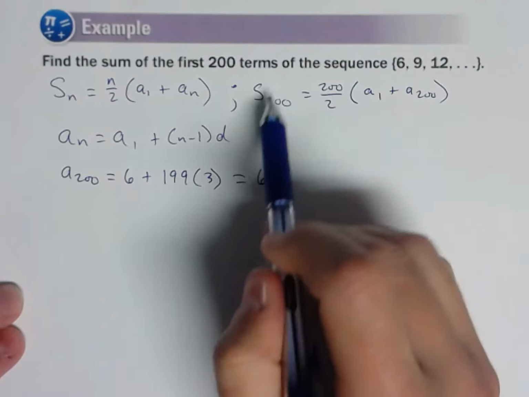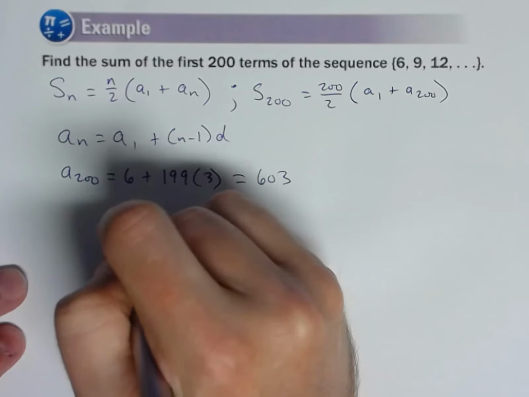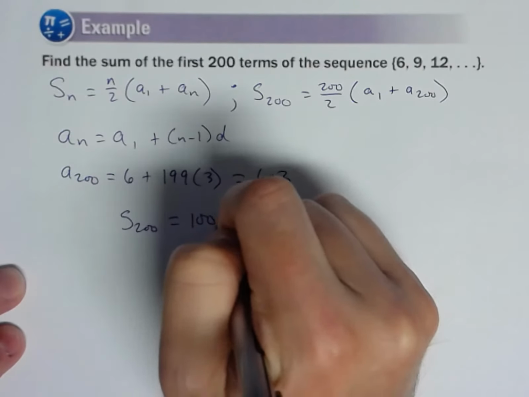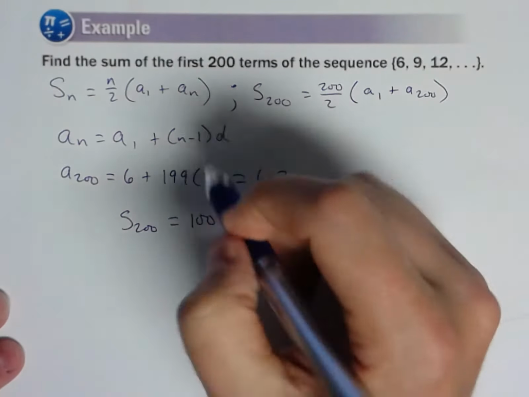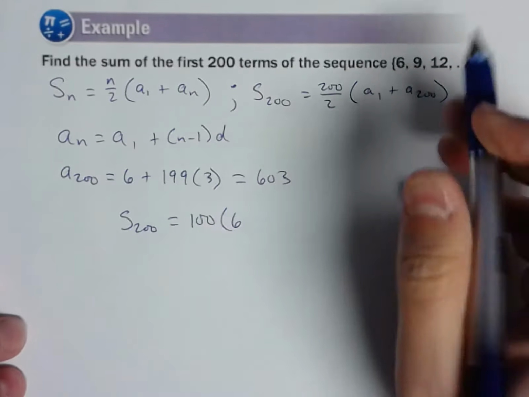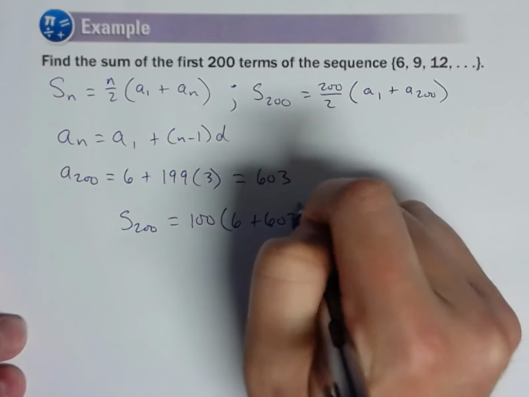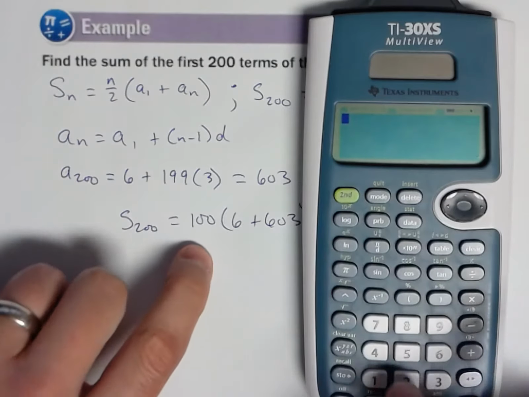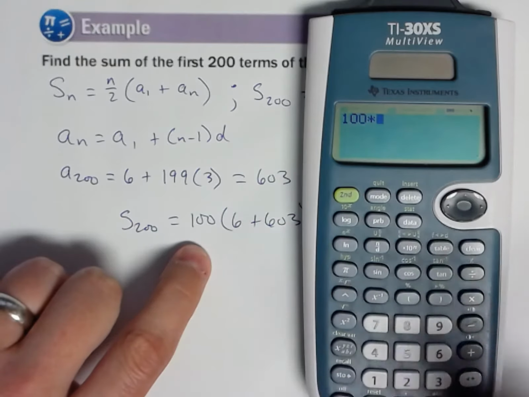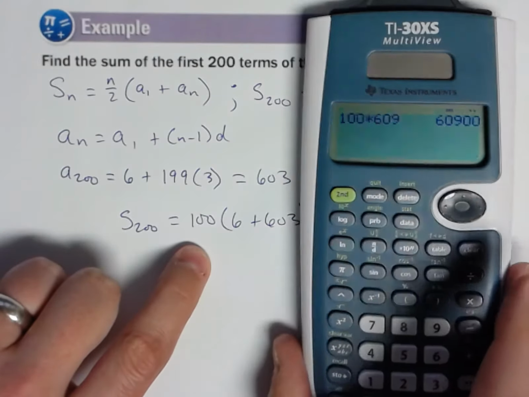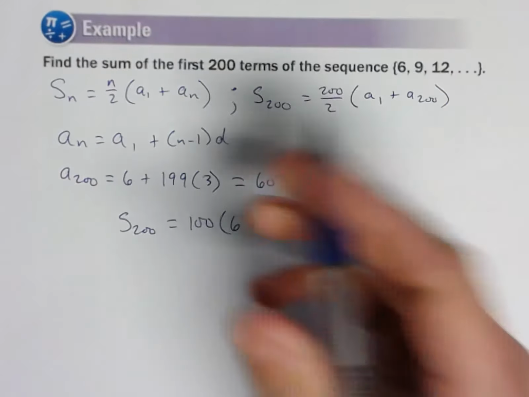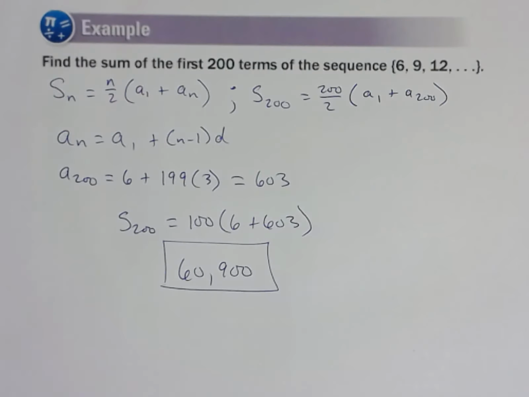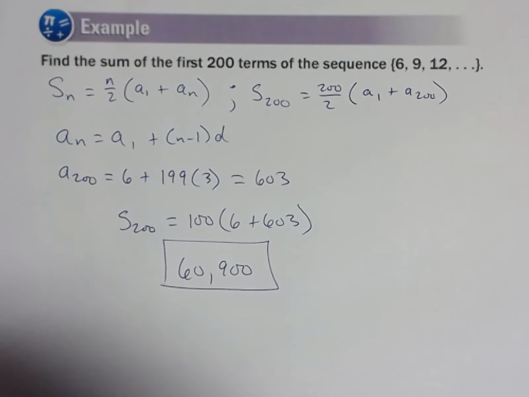And now we've got everything we need to use this relationship. So the sum of the first 200 terms is 200 divided by 2, that's 100. So 100 pairs of these numbers, 6, the first term, plus 603, the 200th term. Now let's just plug that into our calculator. So I've got 100 times 609, and it is 60,900. So 60,900 is the sum of the first 200 terms of that sequence. Pretty cool.